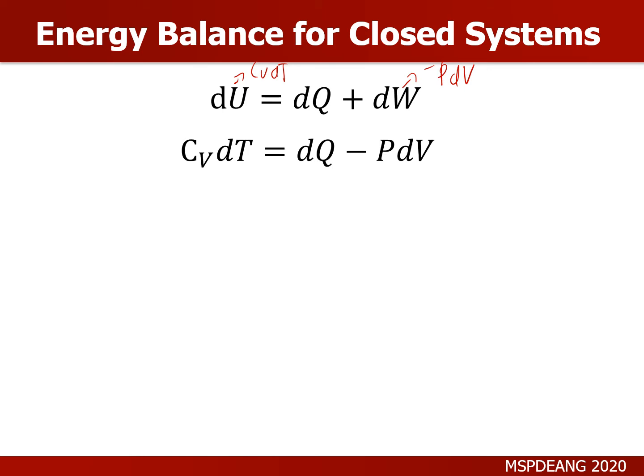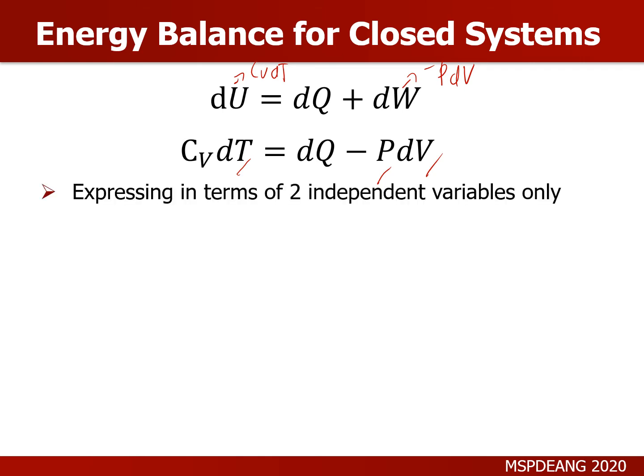We now have an equation for the heat transfer in any closed system in terms of three intensive variables: temperature, pressure, and volume. However, we know that we can relate temperature, pressure, and volume in terms of the other two variables depending on how we want to define our system. So for example, let's say you want to express in terms of two independent variables only. Let's say first, T and V.